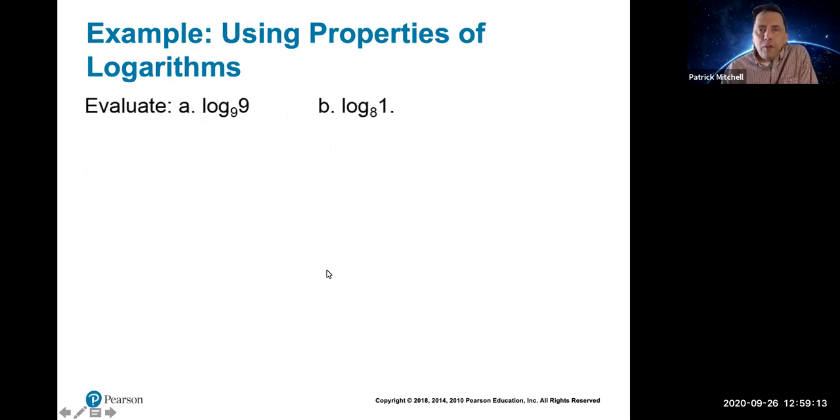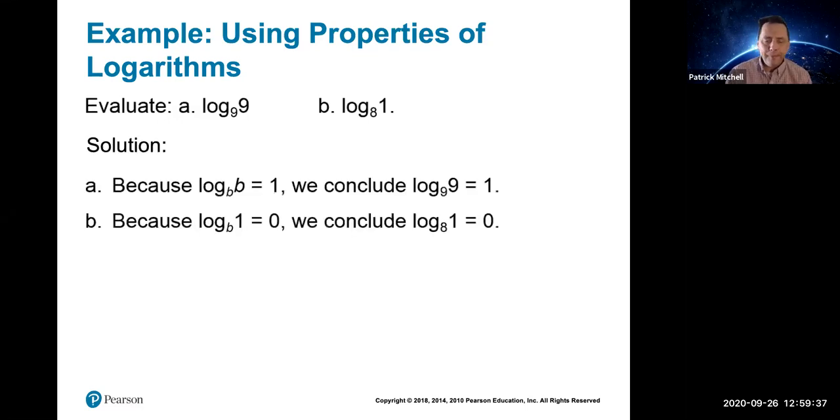Okay, so if you know those properties, it makes these problems very easy. First, we have log base 9 of 9, and then we have log base 8 of 1. So starting with log base 9 of 9, that's asking 9 to what power equals 9? The answer is 1. 8 to what power equals 1? The answer is 0, right?